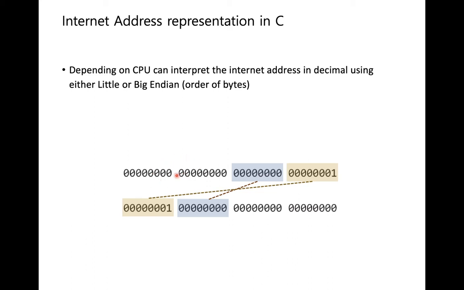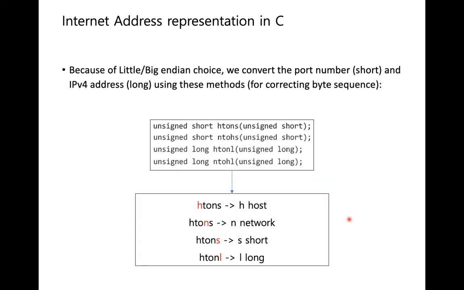If it's Little Endian, for example, if you write any hexadecimal, it will be written in this format, starting from the most significant byte here and the least significant byte in the last. But if you are using Big Endian, the last byte will be shifted to the first one, the middle will be shifted to the second one, and these two will come in their own positions. So we will see a couple of examples. Because of the Little and Big Endian choice, we can convert the port number and also the IP address using these methods.